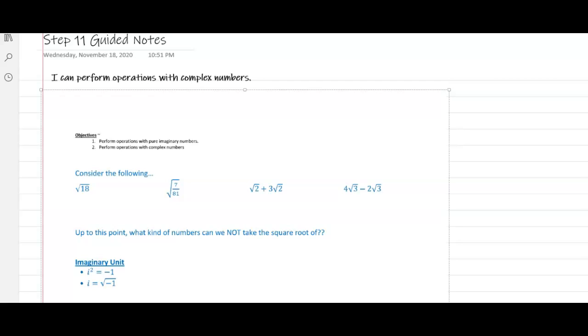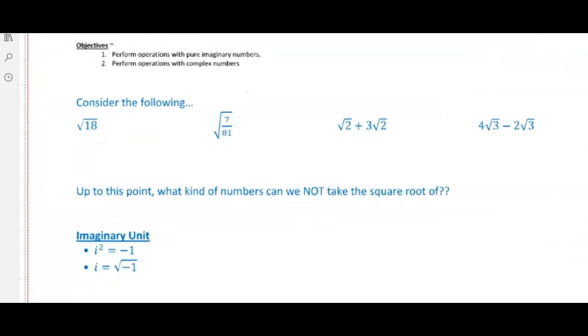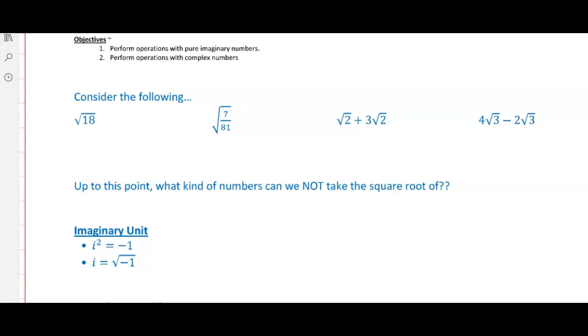Today we're going to learn how to perform operations with complex numbers. Let's start off reviewing some things we do know about radicals. For instance, how would we simplify a problem like this, radical 18? Well, if you recall, 18 can be rewritten as radical 2 times 3 times 3. This pair of 3's can come out and be written once, and we say 3 radical 2.